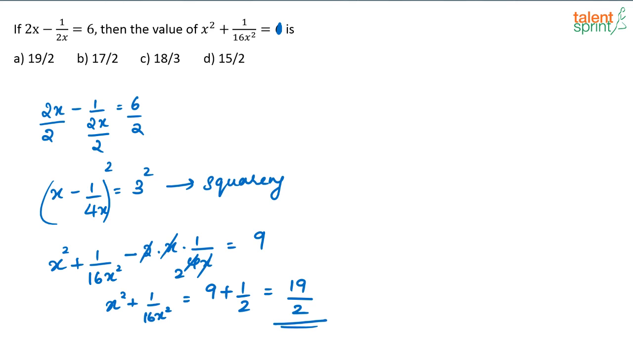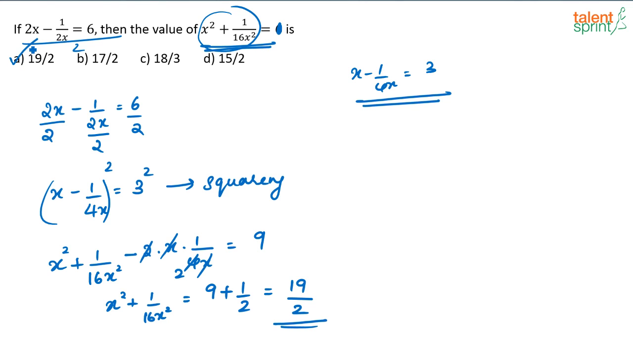See what we did. Basically you have to get this value. I divided this full equation by 2, and I get x minus 1 by 4x equal to 3. Now I need to get this value, so if I square on both sides, I will get the value of x squared plus 1 by 16x squared. Your answer is 19 by 2, which is option A. Is it clear?